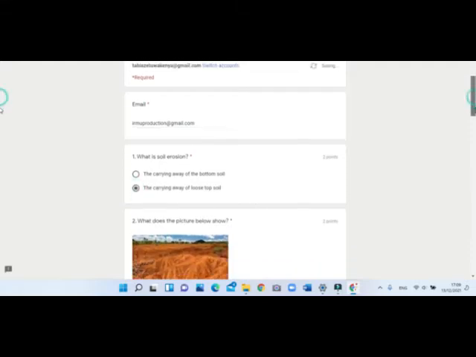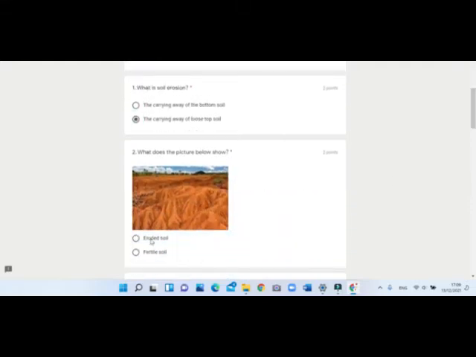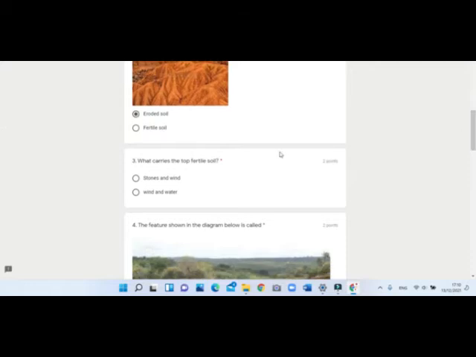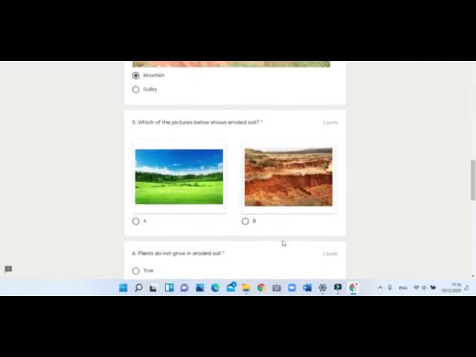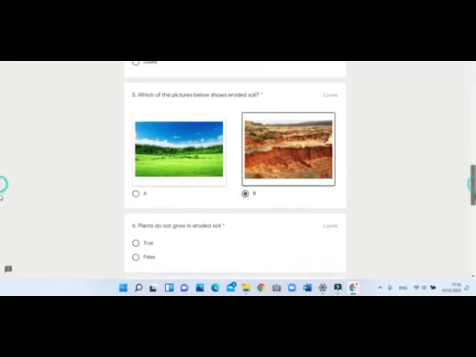That is the first question I've answered. Look at the diagram, answer the second one. Just go answering the questions the way you understand them. You first read the question carefully and just answer. Look at the diagram. If you think it's a gully, if you think it's a mountain, just answer what you think it is. Go to the fifth question. What do you think the answer is? Just put the answer.